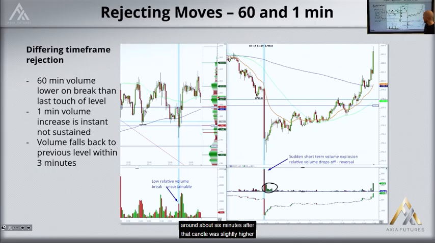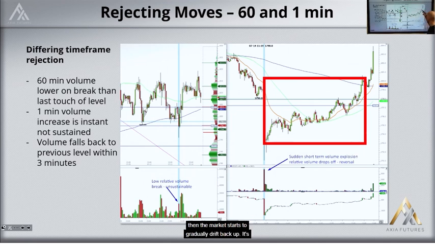You get around about 6 minutes after that candle with slightly higher volume. Again, as the market is kind of shaken up a little bit, it produces a bit more trade and very quickly falls back down. This is why you end up with such a low volume candle afterwards. As such, rejection moves look different. Very, very high volume on a very short-term basis, lower volume overall on a longer term basis. And what you end up with is this bounce, and then the market starts to gradually drift back up.